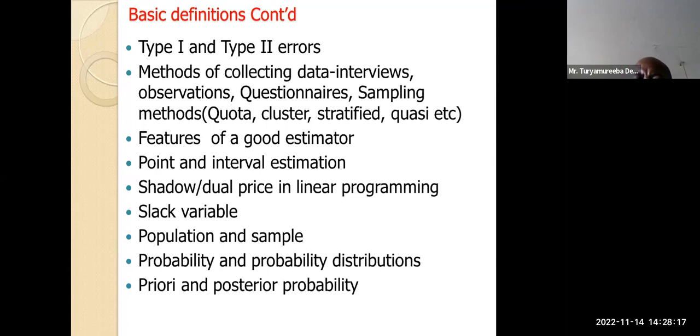You have to know shadow price in linear programming. You have to know what is a slack variable. You have to know the difference between population and a sample. You have to know the difference between probability and probability distributions. You can calculate probability, but probability distributions are like formulae that generate probabilities. And therefore, you should know how they work, what are their parameters, and how they are used. You need to know the prior and the posterior probability, especially when it comes to Bayes' theorem.